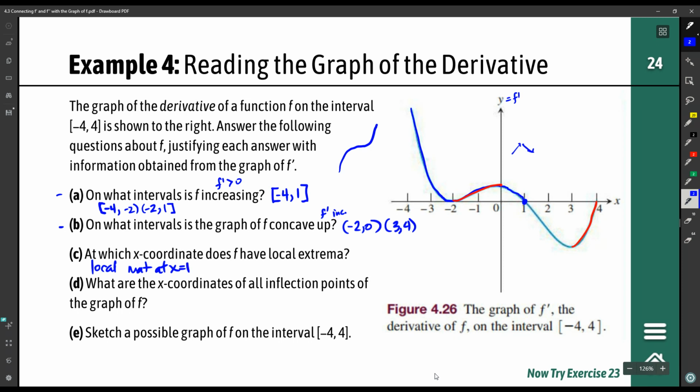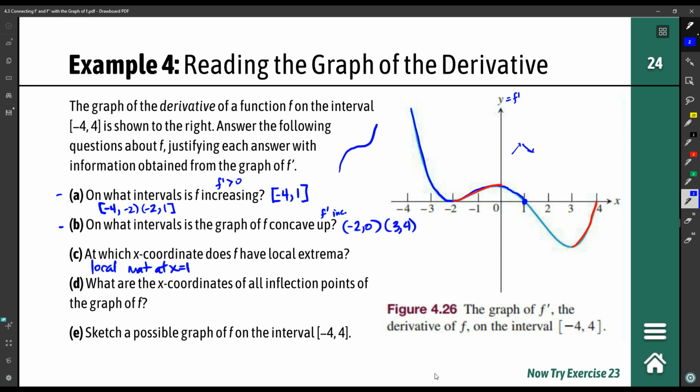Now, notice at -2, the derivative does hit 0, but because on either side the derivative is positive, that's that test case of the first derivative test where we don't make a conclusion. That would be, like we already said, a shelf point.